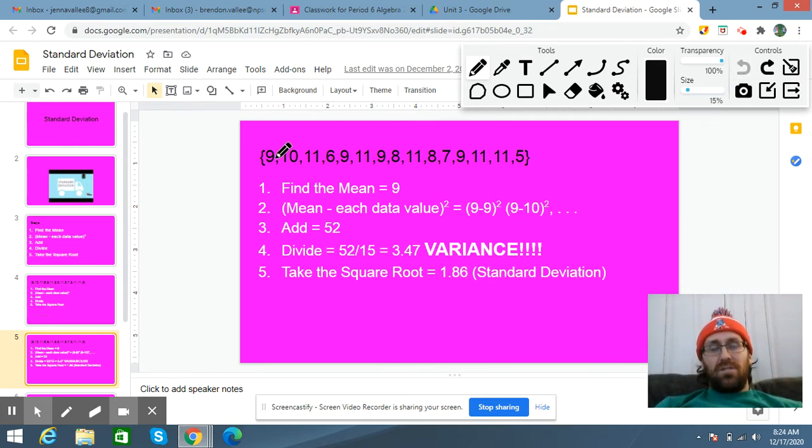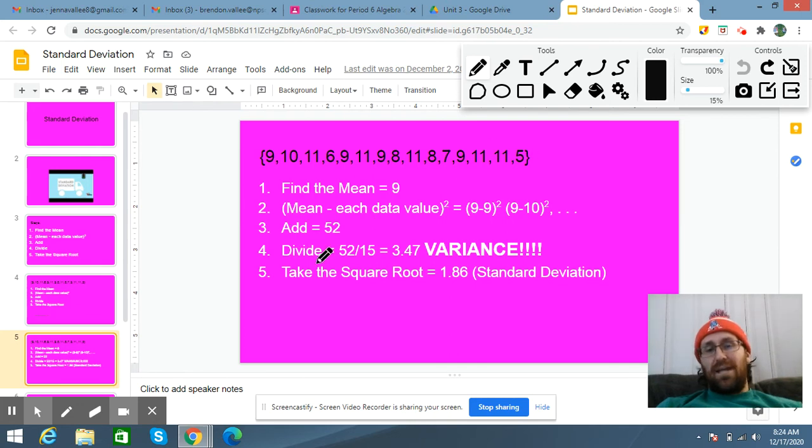So again, one more time, you find the mean. So you add all these up, divide by 15. That gives me 9. And then you do 9 minus each one of these and square each one. So, you could use this little exponent here in your calculator, or you could do 0 times 0, negative 1 times negative 1. This one was 9 minus 11, so that's negative 2 times negative 2. Okay, and you get 15 new numbers.